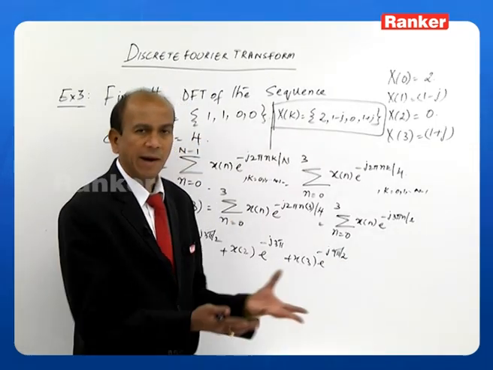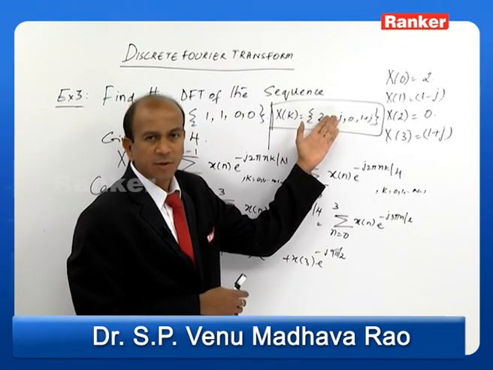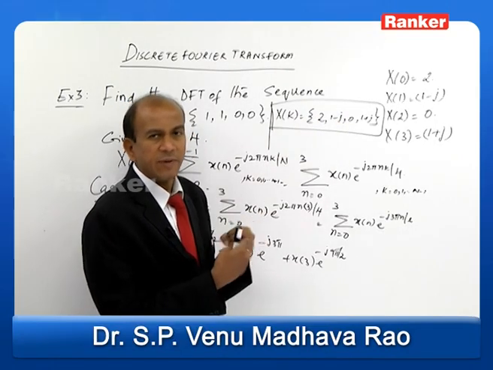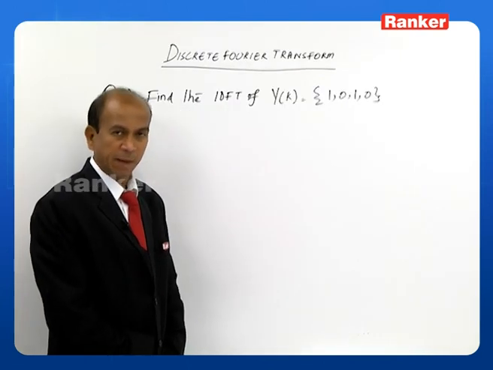In fact, we can also add. When I add all of them, then what will happen? 2, 1 minus j plus 0, you will get the answer as 4. So when you do the addition also, you can get the answer x of k. Okay. Let us see the next example.